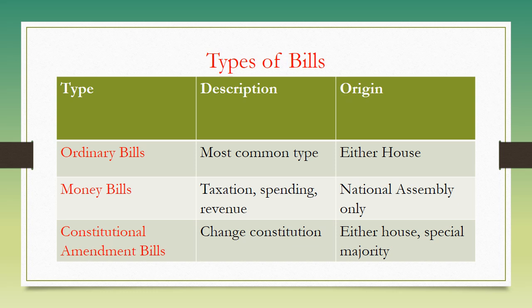What are the types of bills? We have ordinary bills, which are the most common type, and they originate from either house. Then we have money bills to do with taxation, spending, and revenue, and originate from the National Assembly only. Then we also have constitutional amendment bills meant to change the constitution, and either house may originate this type of amendment bill, or it can be a special majority.